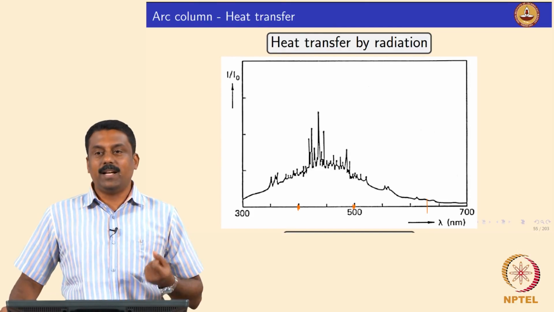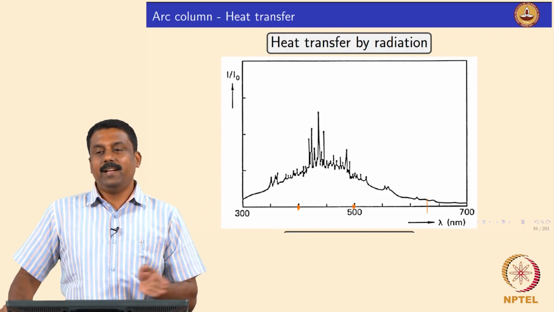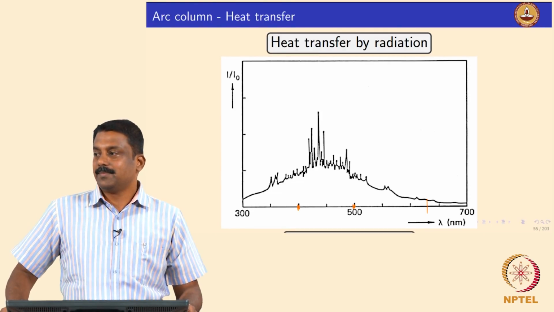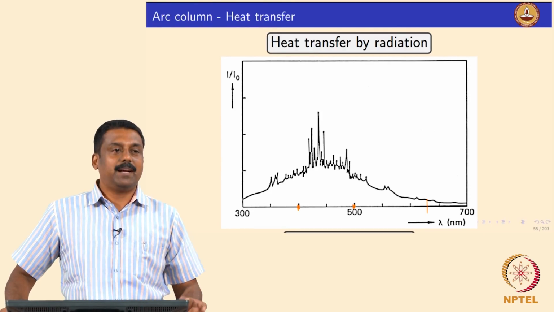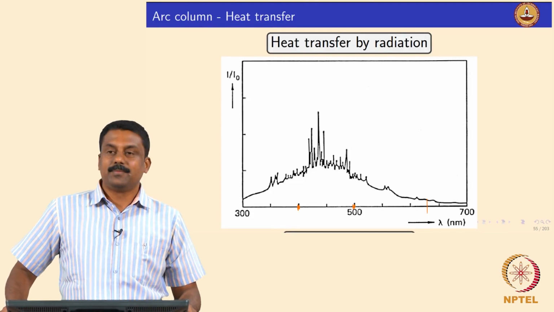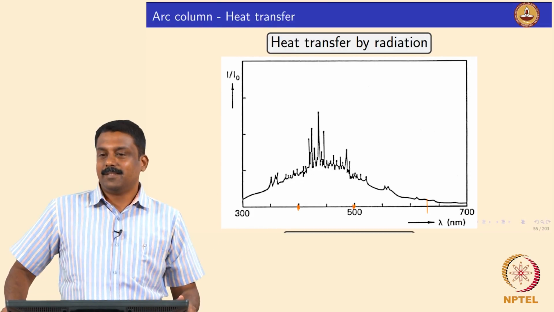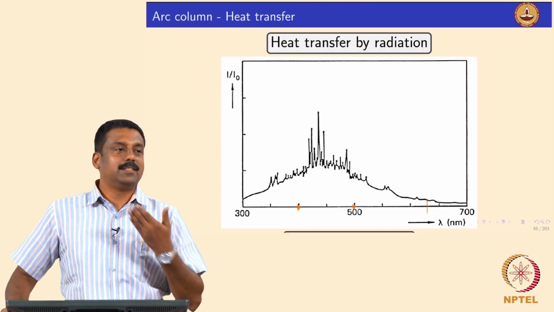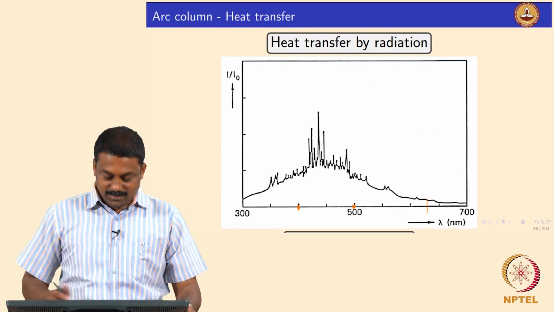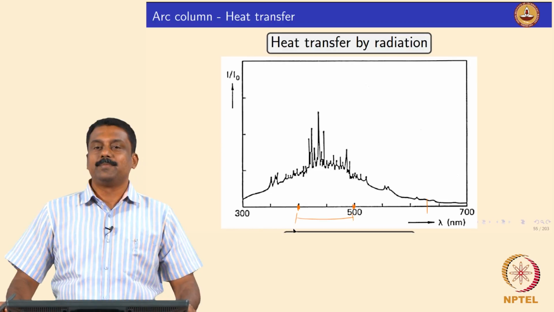For the arc, we assume that the temperature is so high that it gives continuous radiation, like a black body. It's not a line spectrum. It can be a line spectrum only at very low temperatures. Because the temperature we are talking about is 20,000 Kelvin, we can safely assume that it is a continuous spectrum, with the peaks between 400 to 500.